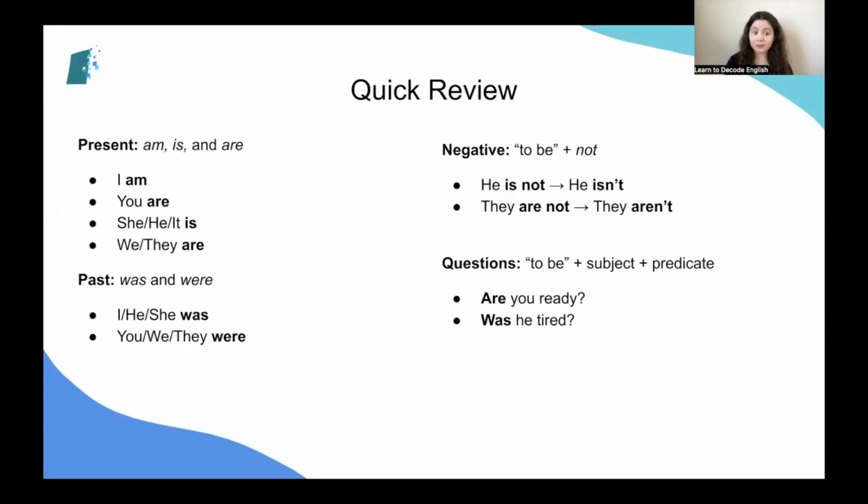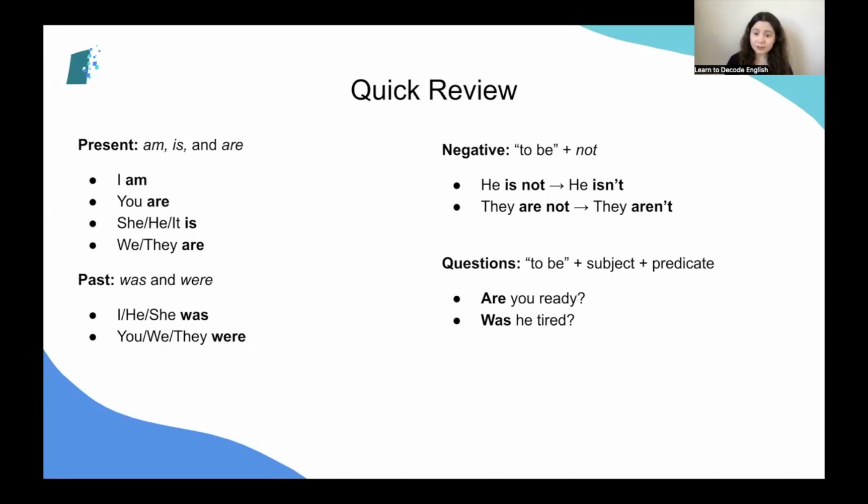Also, remember that the pronoun you uses were whether you're talking to one person or multiple people. It doesn't matter if you is singular or plural in your sentence. You'll still use the verb were. To form a negative sentence with the verb to be, just add the word not right after the verb. He is not. You can also use a contraction. He isn't. They are not. Or with a contraction, they aren't.